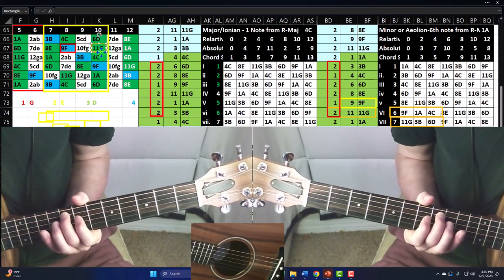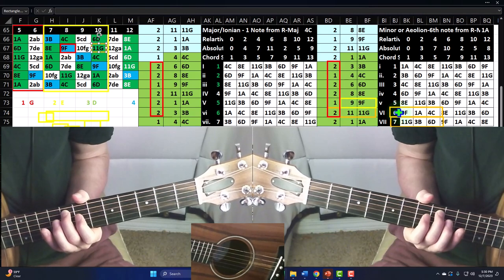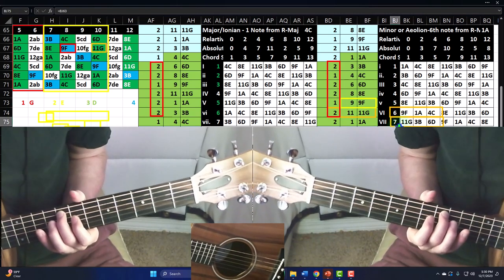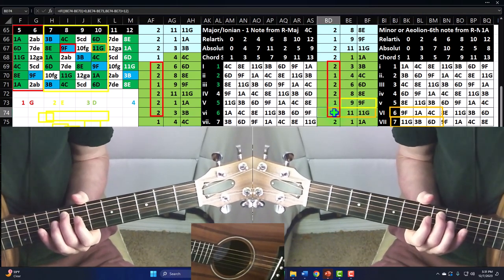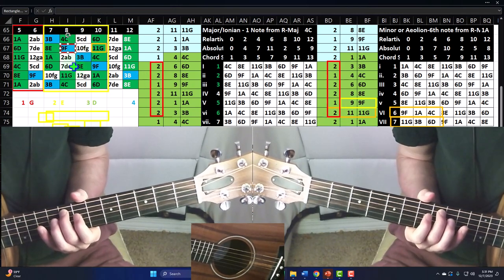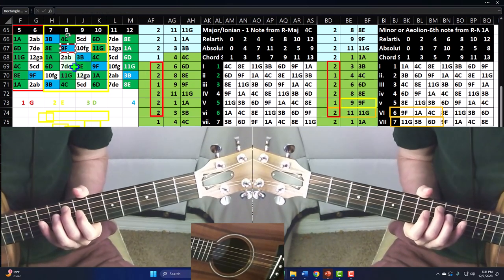So then this is going to go from relative position 6 to relative position 7, which is going to be a whole step, going from note number 9 plus 2, 9, 10, 11.